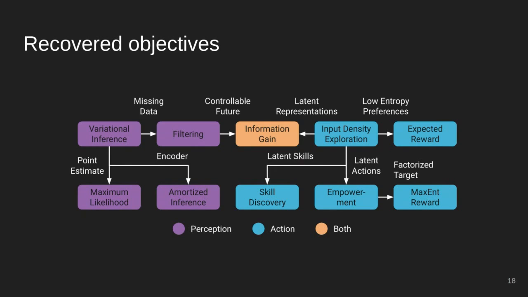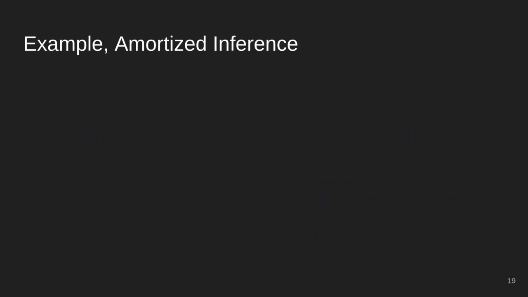So this being said, we get to the examples of the paper. In the examples, they derive and recover all these objectives that you saw in the figure. Here, I'm just going to go through one example and mention the information gain, which is the fruit of the paper.